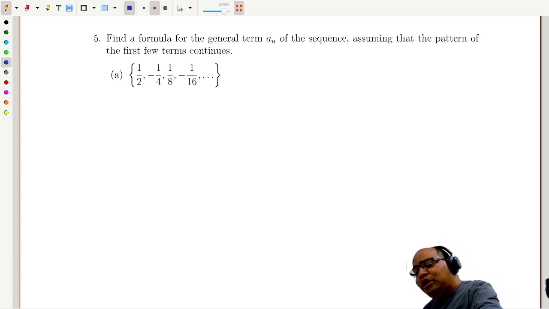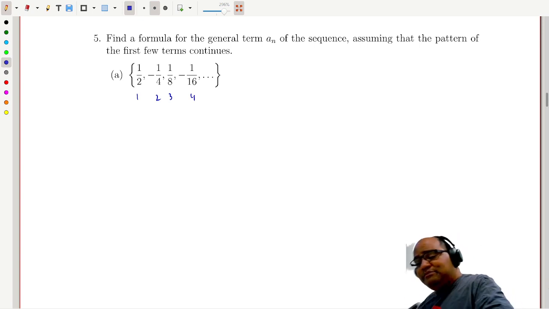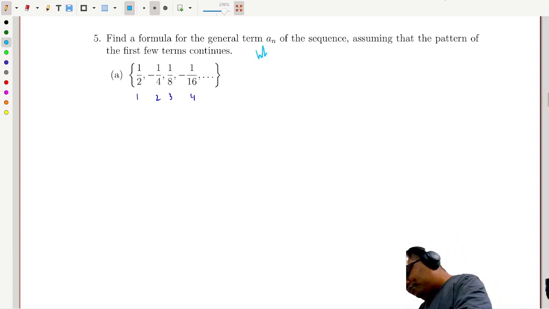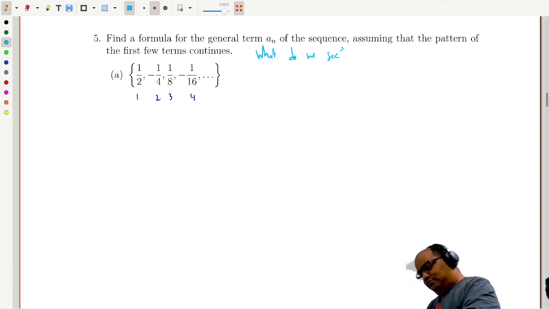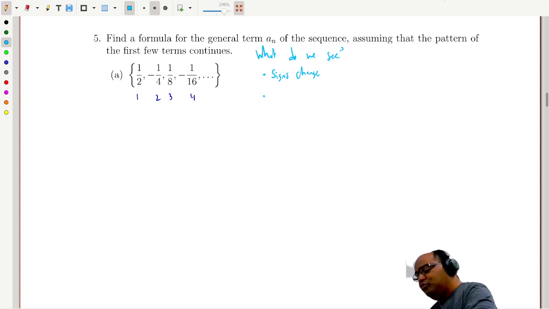All right, so let's think about this here. Let me go ahead and in blue here, I'll write these term numbers. 1, 2, 3, 4, okay? And let's kind of brainstorm. Let's think about some things that we see here. So what do we see? Well, we see that the signs change. We have plus, minus, plus, minus, plus, minus. And we also see that the numerators are all 1. So the numerator is 1.